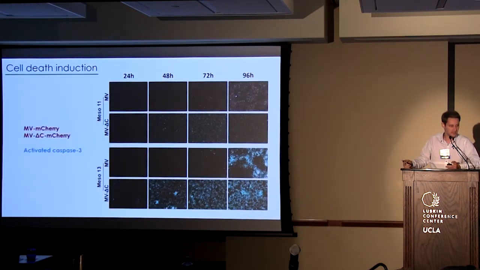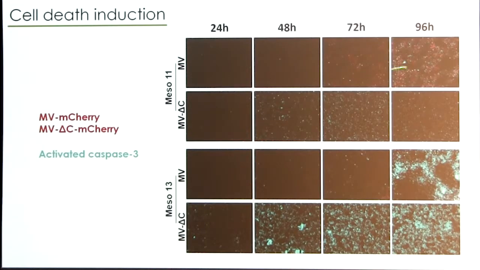We checked this with another staining, so now the virus is in red, and we used a probe to detect activated caspase-3, which is a good marker for apoptosis. And we can see that the activation of cell death is really earlier compared to the normal measles virus. So normal measles virus will be better to replicate a lot and have a lot of viral proteins produced, while delta C will have less titers of virus produced, but will kill faster. So is this good or not?